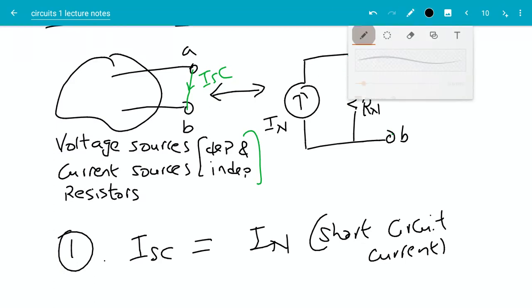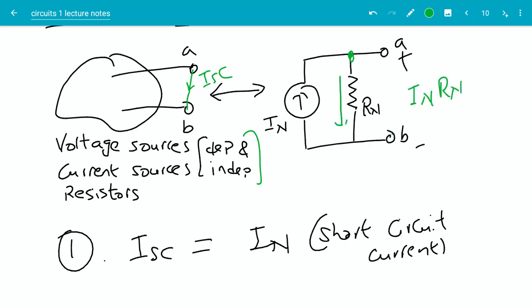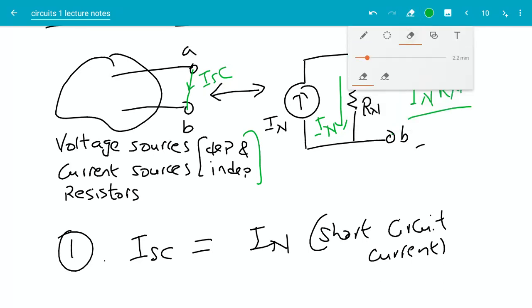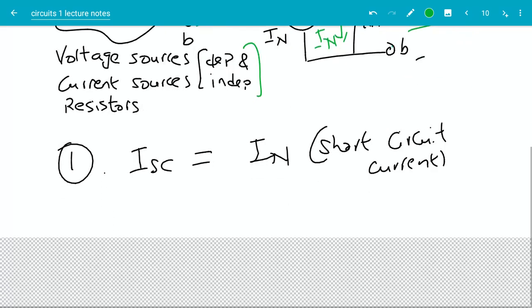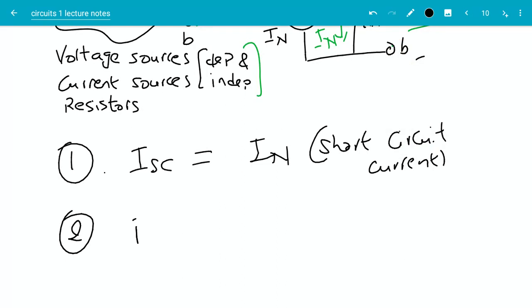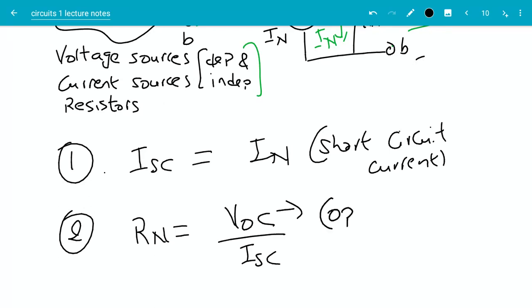Notice that on the right hand side circuit, if I don't connect anything to A and B and measure the voltage difference between A and B, the voltage would be equal to IN times RN, because the entire current IN is going through RN. The voltage drop from top to bottom is IN times RN according to Ohm's law. If I do the same thing here, don't connect anything and measure the voltage drop between A and B, it should be equal to IN times RN. From that, you can easily find RN because you already know IN. So the second point is you measure the open circuit voltage, VOC, and then RN is equal to open circuit voltage divided by short circuit current. It's that simple.